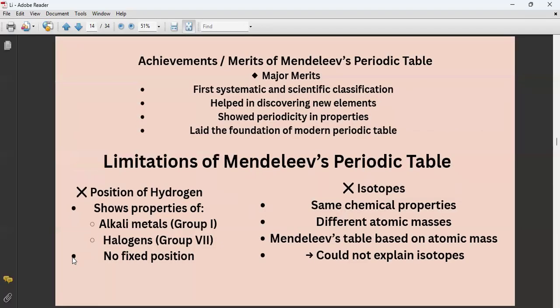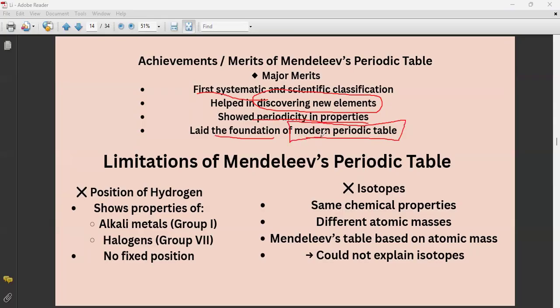Now, achievements, merits of the Mendeleev periodic table. What were the major merits? Let's see that. He was the first one who systematically and scientifically classified the elements into groups. He also helped in discovering new elements, and showed periodicity in the properties, that after some regular interval the chemical properties of these elements start reoccurring or show similarity. And he laid the foundation, the basis on which the modern periodic table has been made. So these were the major merits.